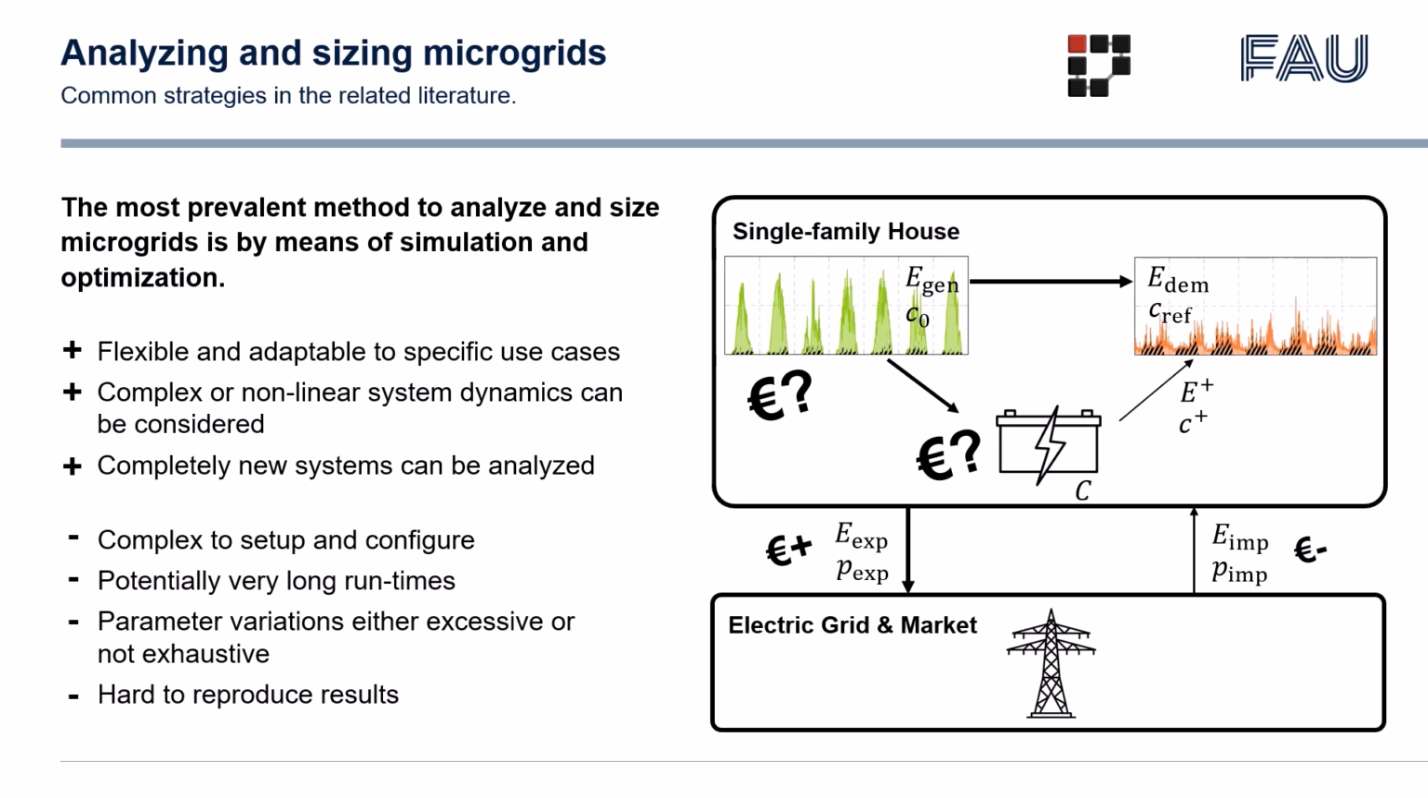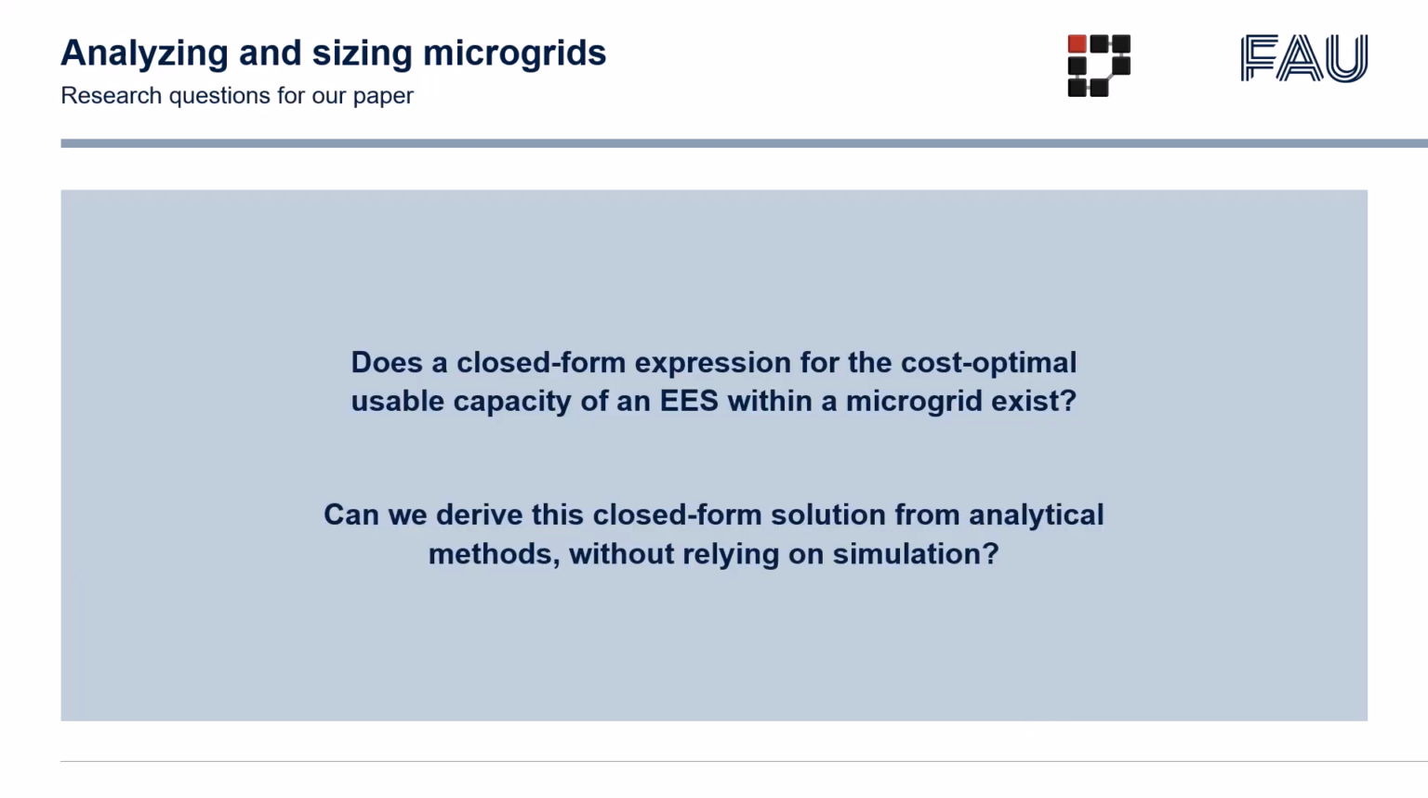And the last point here is that simulations and results published based on simulation models are typically quite hard to reproduce. The source code is either not available, the models are not available, or the original data has not been published. That brings me to the question of my paper. Does a closed form expression for the cost optimal usable capacity of an EES within a microgrid exist? And can we derive this closed form solution from analytical methods, so without relying on simulation?